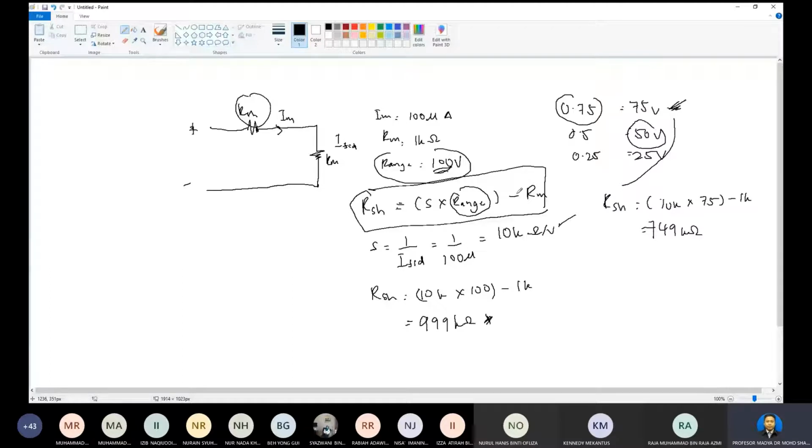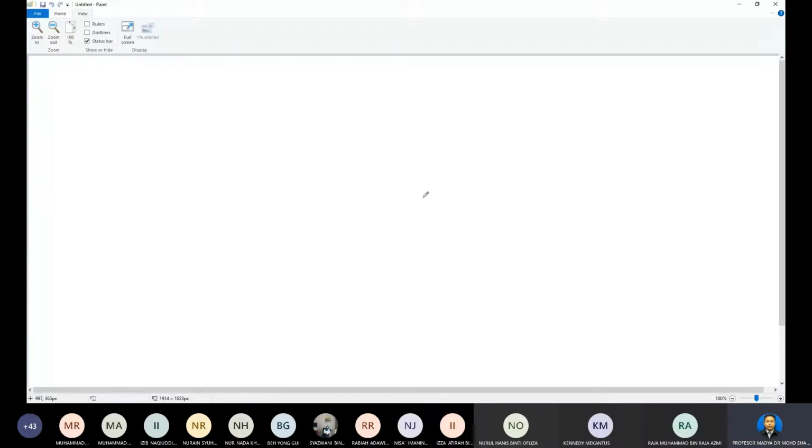Okay, so next we go for question 6 on tutorial 2. Question 6: a PMMC instrument with a full scale deflection of 50 microampere and RM equals 1700 ohm is to be employed as a voltmeter with the ranges of 10 volt, 50 volt and 100 volts. Calculate the required value of multiplier resistor for the circuits of figures 5A and 5B.